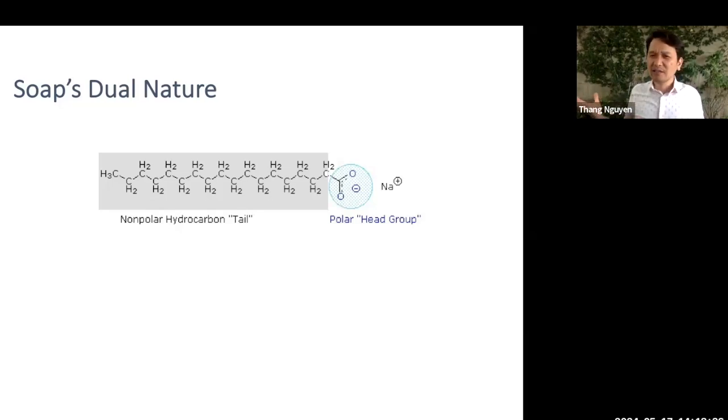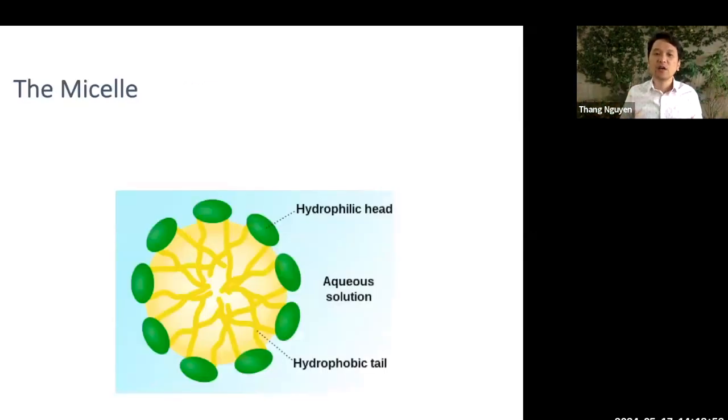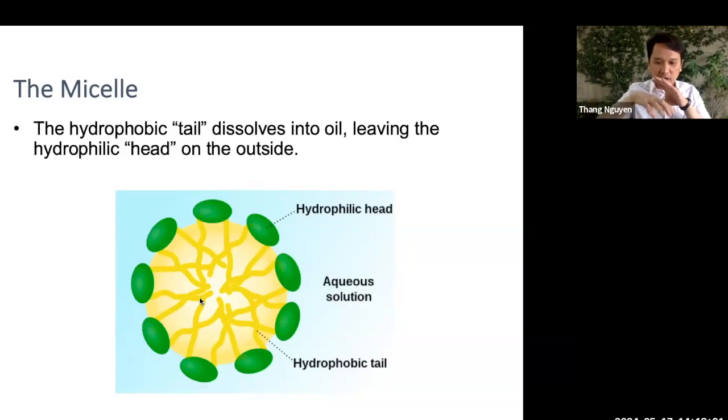Okay, so how does that feature make this molecule very good as soap? They form something called a micelle. What a micelle basically is, is that all of your tail ends, which are very afraid of water, clump together in the center, leaving on the surface this negative charge, which likes the water, right? So basically you make a ball, a sphere, where all of your hydrocarbon, hydrophobic ends are in the center, and facing outside is the hydrophilic end.